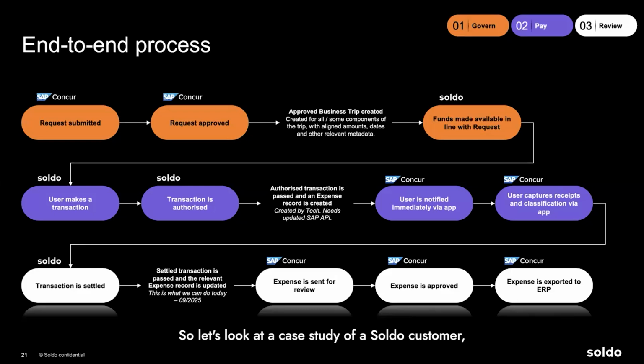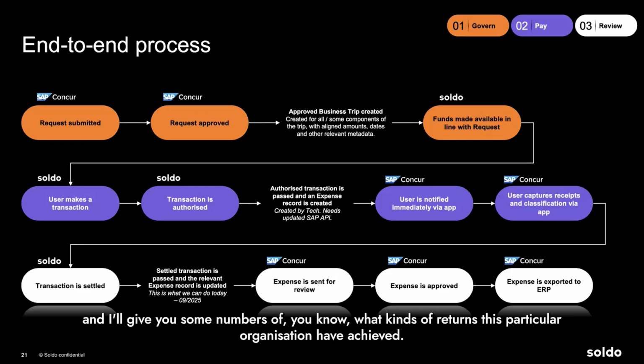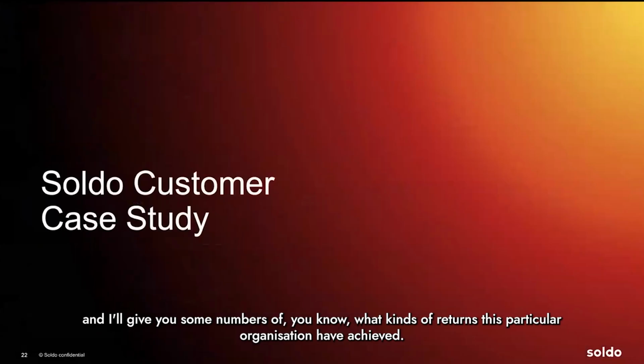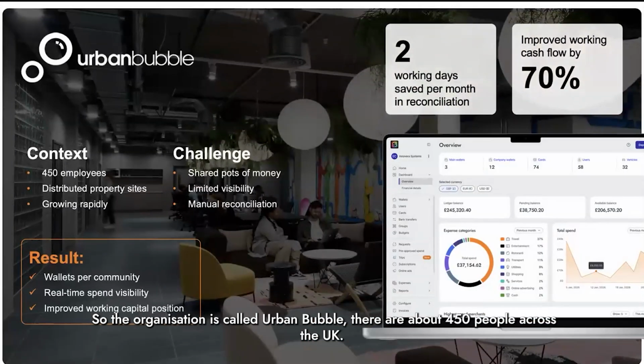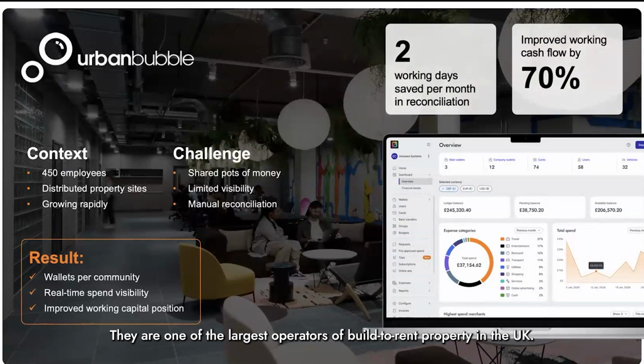So let's look at a case study of a Soldo customer, and I'll give you some numbers of what kinds of returns this particular organization have achieved. The organization is called Urban Bubble. There are about 450 people across the UK. They are one of the largest operators of build-to-rent property in the UK.